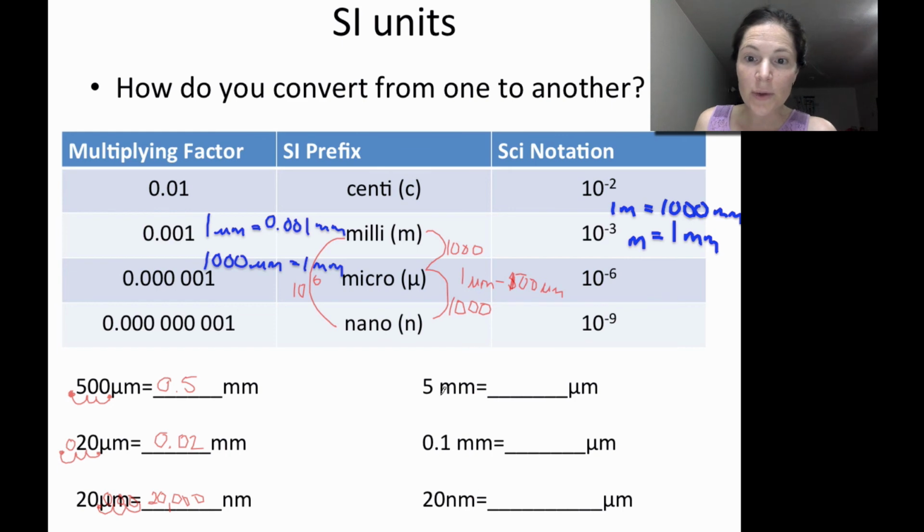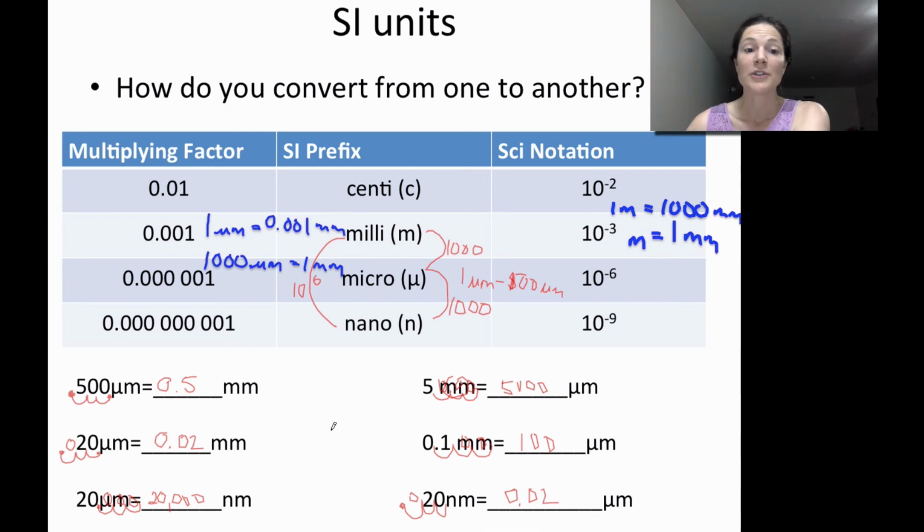So let me just do these really quickly. You've got 5 millimeters. A millimeter is bigger, so it's going to be 1, 2, 3. So 5,000 micrometers. A millimeter, same thing, is bigger, so I'm going to go 1, 2, 3. So this is 100 micrometers. And then nanometers is smaller, so I have to go the other direction. 1, 2, 3, 0.2 micrometers.